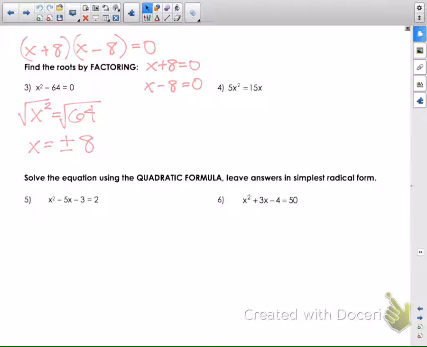Even on number 9? Yes. You could have used quadratic formula on number 9 and gotten the same answer. Yep. Sometimes some people are looking at 9 and saying, I'd rather use quadratic formula on that. It was kind of nasty.